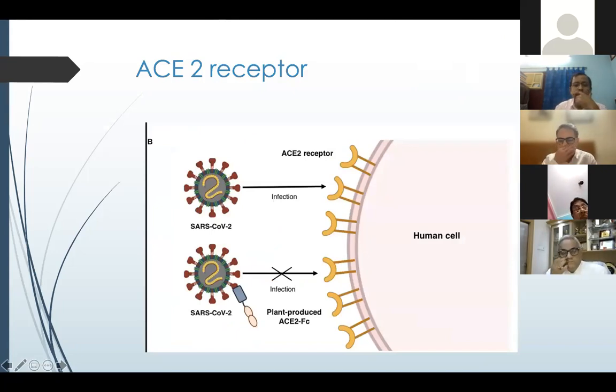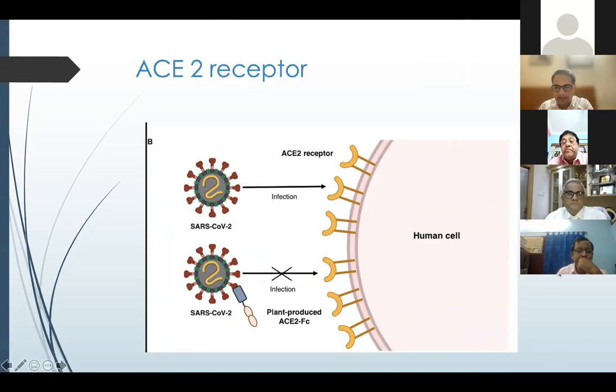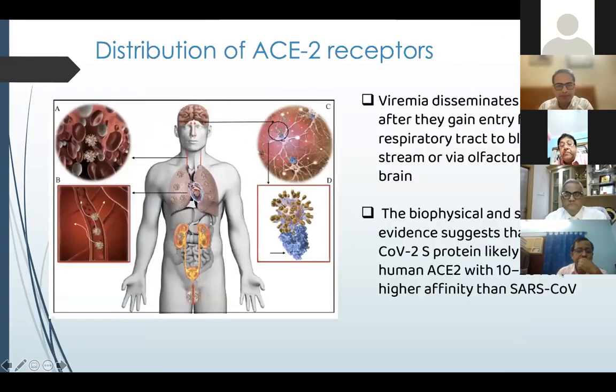This is a very common picture. We know this is the pivotal step where the spike protein gets attached to the ACE2 receptor, and that is the beginning of the entry of the virus into the cell. I'll come into that again in a little more detail.